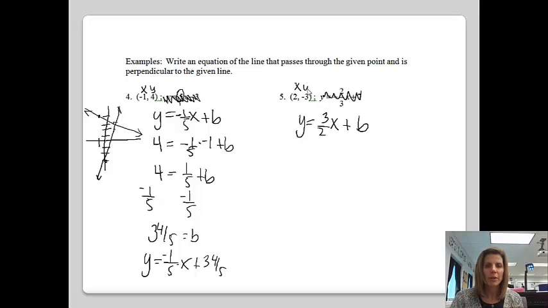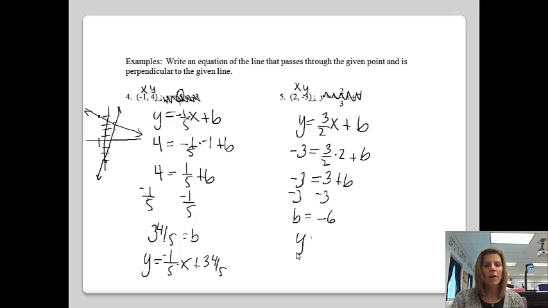Now I'm going to label my x and my y, plug in what I know, so I'll get -3 equals 3/2 times 2 plus b. I'll now have -3 equals 3/2 times 2 is 3 plus b. To get rid of the 3, we'll subtract 3 from both sides, so I'll get b equals -6. And now I'm ready to write my equation. It's just y equals 3/2 x minus 6. And that final equation I did get from this first equation, I just plugged the b into the problem.